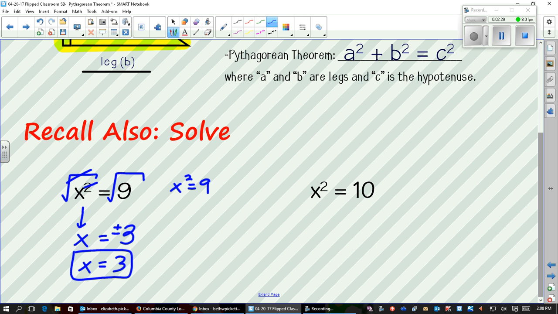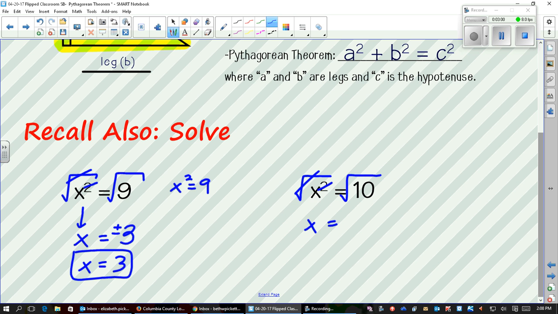When we move to the next one, x squared equals 10, again, our goal is to get x by itself. Get rid of squared by doing a square root. The square and the square root undo each other. They're inverses, so we're left with just x. Now, unlike the square root of 9, where we were able to say the answer is 3 or negative 3 because we know that 3 squared is 9, we don't know of a whole number that you can square to get 10. There is no whole number.